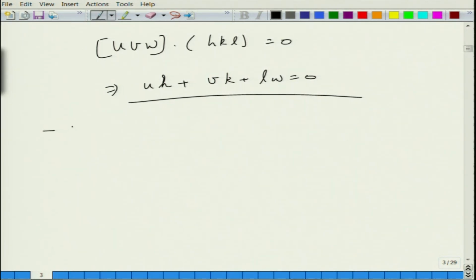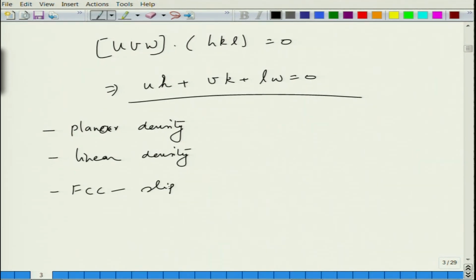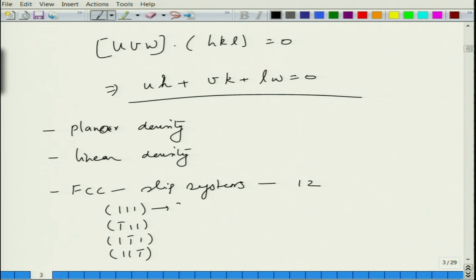Then we worked out how to calculate the planar density. We took one example, and we also looked at the linear density along a direction. We also did FCC slip systems, which are 12. So, there are 4 planes of 111 type: 111, bar 111, 1 bar 11 and 11 bar 1. Each of these will have 3 directions of, let us say, 110 type.